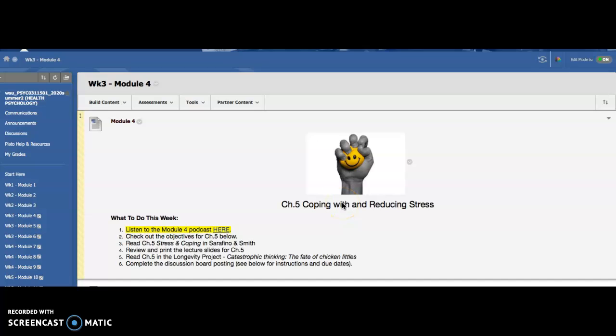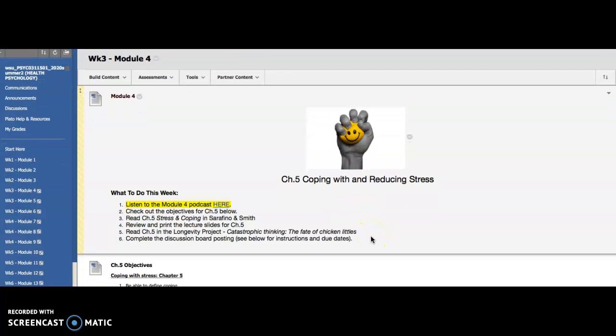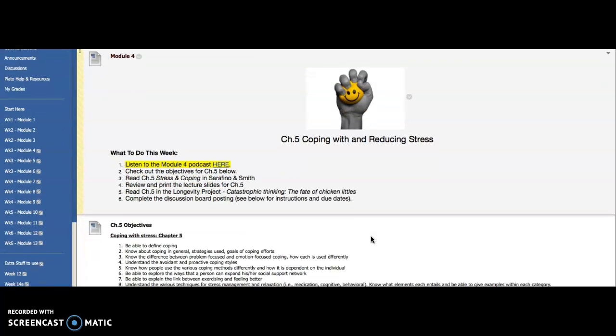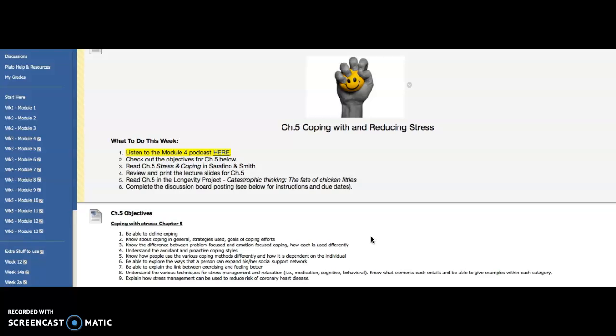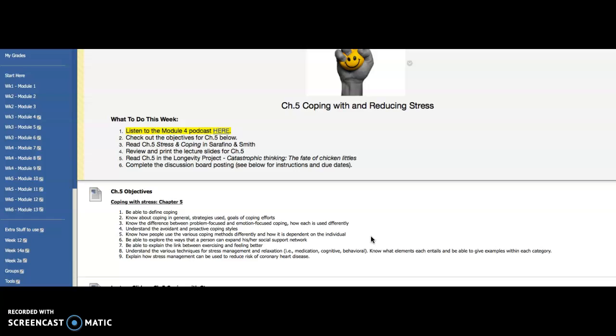Welcome to week 3. We will be doing 3 modules this week, so you'll be looking for modules 4, 5, and 6. This is just an overview of module 4, where we will be covering chapter 5, all about coping with and reducing stress. So you have your to-do list as usual. We will be looking at Chapter 5 in the Longevity Project as well, which is all about catastrophic thinking. And you'll have a discussion post based on that reading along with Chapter 5 in your main textbook.